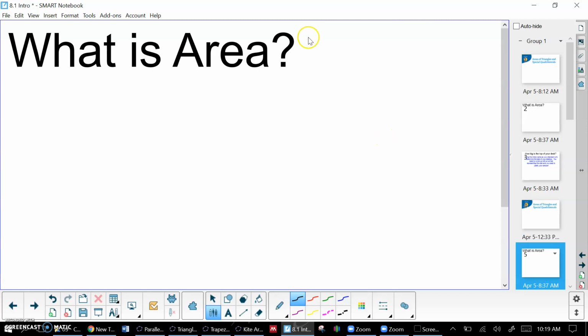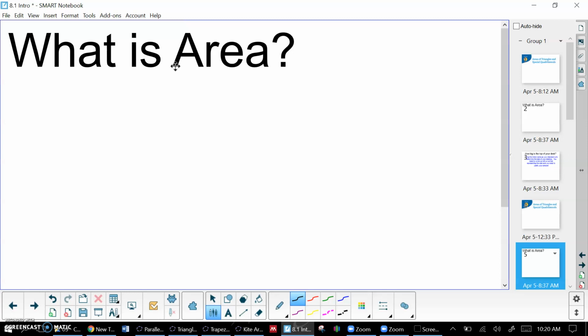So when we talk about area, I think a lot of you probably know the formulas for area more than you actually think about what area is in and of itself. So you've heard of things like area is base times height or something like that. But what area really is, is a measurement of how big a surface is. So if you have something like a rectangle or a circle, how much space does that shape take up? And that's what we're really trying to measure with area here.